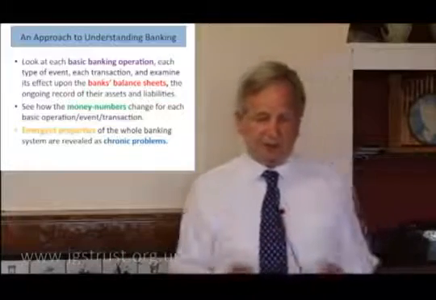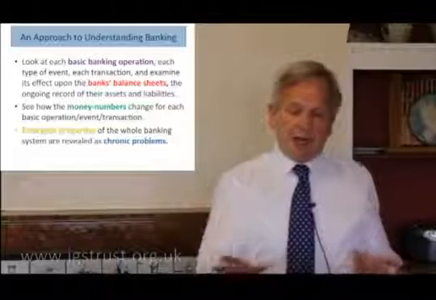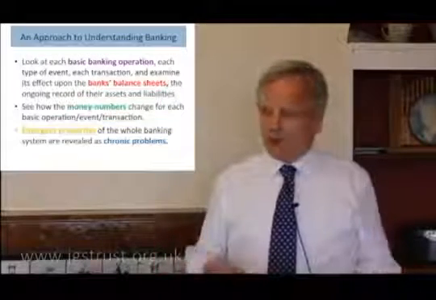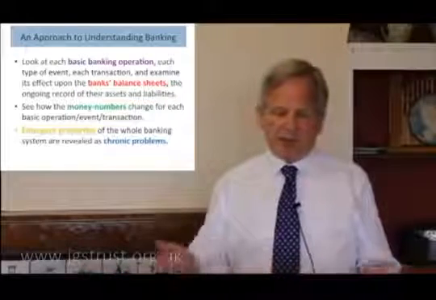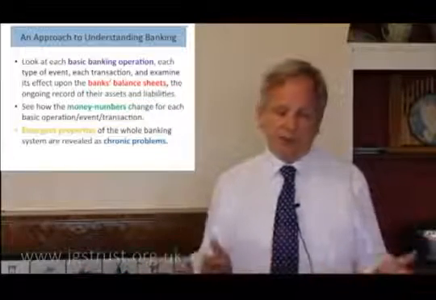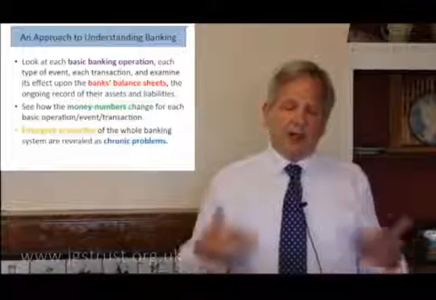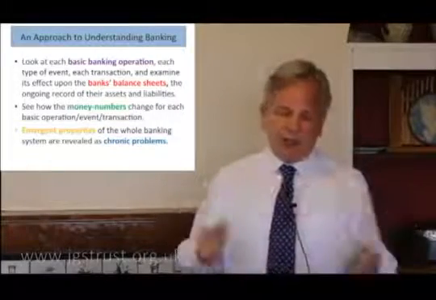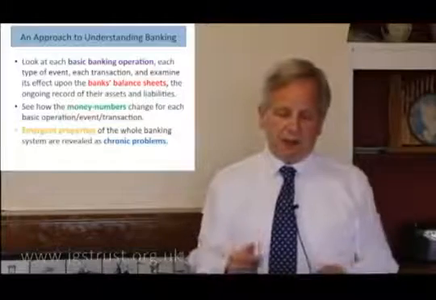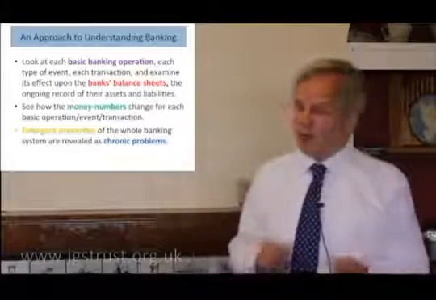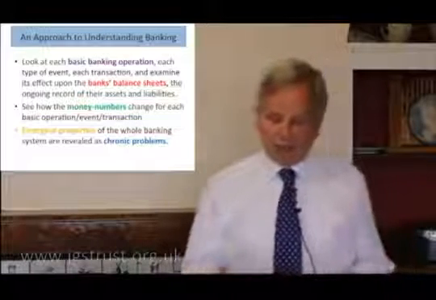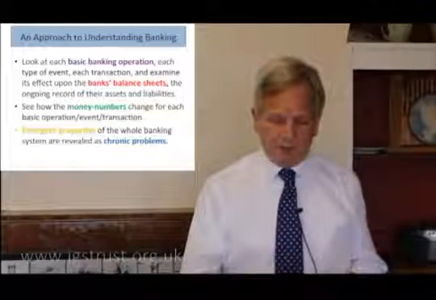We'll see that. So then we see how these money numbers change for each basic operation, putting money in, taking it out, transactions, moving it from one account to another. And you can see then from this bottom-up approach, going from the particular to the general, from the detail to the more global picture, that emergent properties of the whole system are revealed as chronic problems.